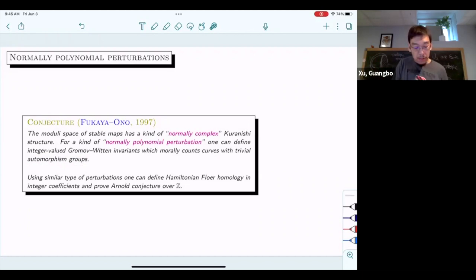And naturally, using a similar type of perturbation, one should be able to define Hamiltonian Floer homology in integer coefficients and prove the Arnold conjecture over integers. So this is the proposal of Fukaya and Ono. Okay, so before I move on, any questions?